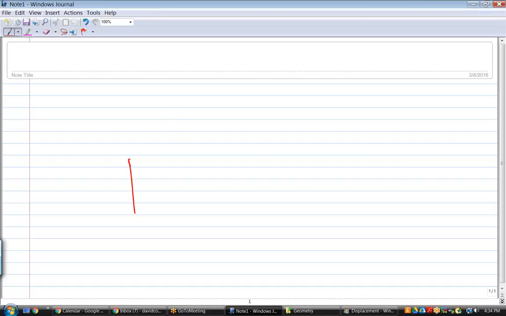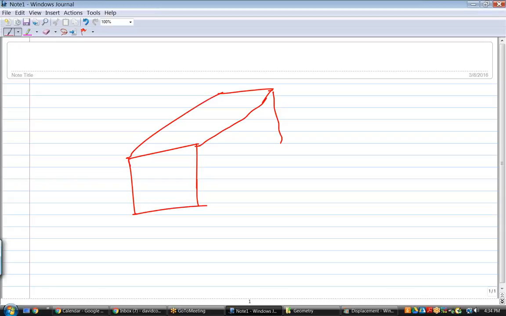It's a rectangular fish tank, basically. See how good my drawing skills are here. And it currently has a water level right there. The dotted line doesn't mean it's invisible, but it means that's where the water is currently resting. And we know that the base is 15 by 15. We're not given what the height is.